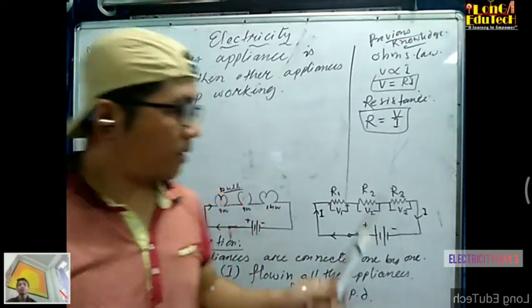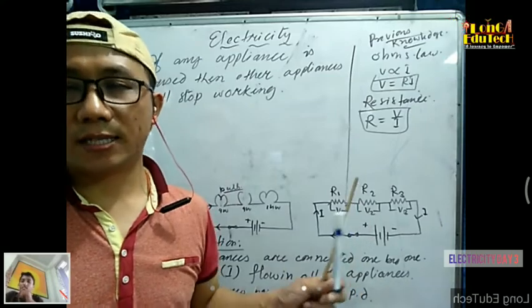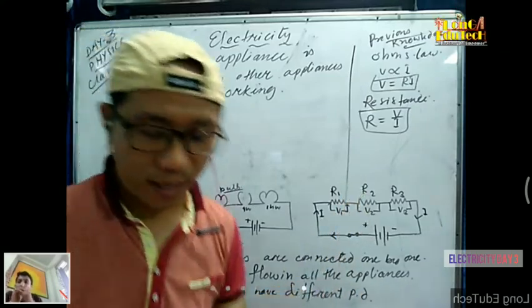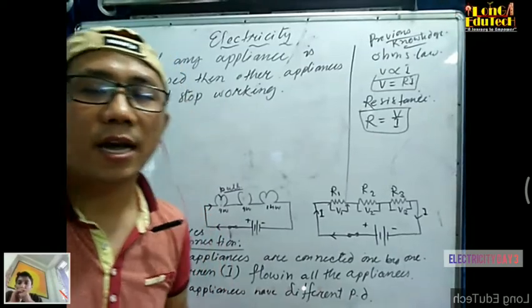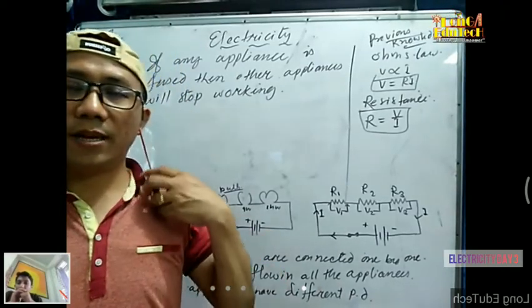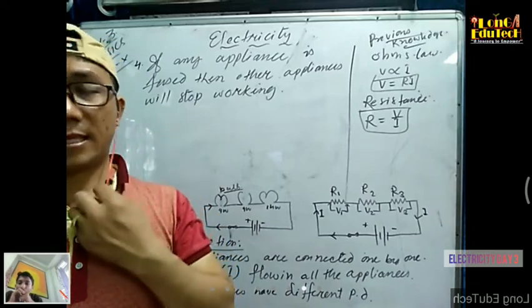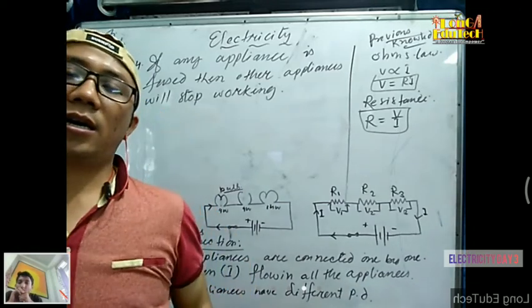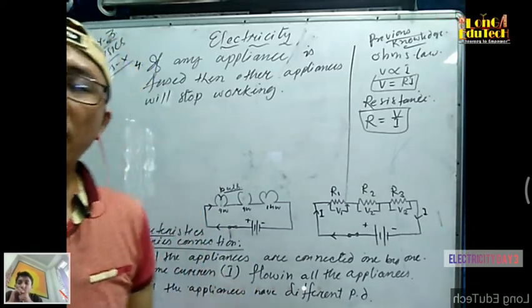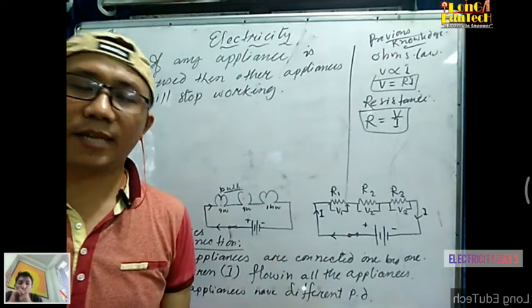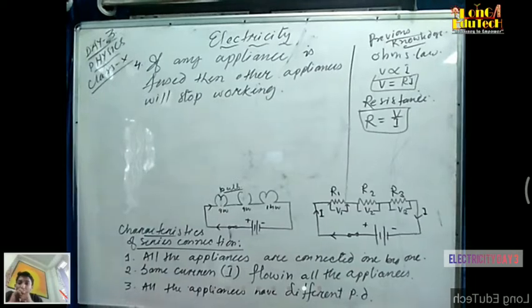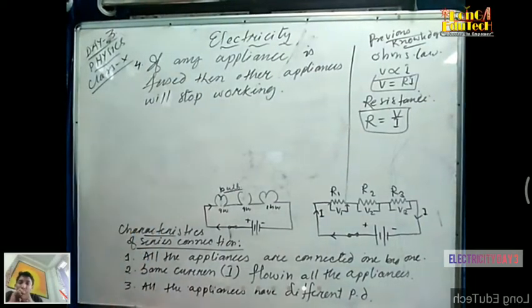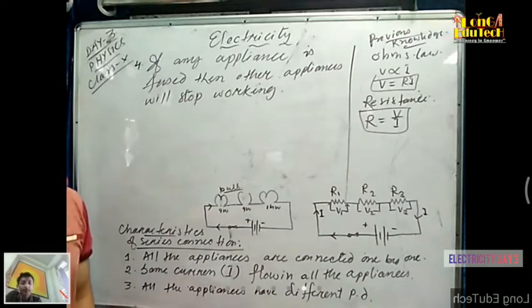Okay, but in parallel आते समय हम लोग का अलग से आएगा. In parallel, the same voltage will be flowing. Same voltage will be there between all the appliances, but different current will flow in all the resistances. And that point also will come. Okay, here if any appliance is fused, then other appliances will stop working.